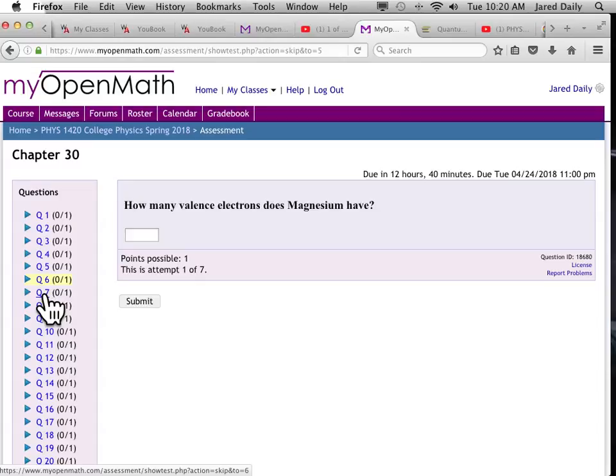So magnesium is right here. You're in n equals 3 because you're in the 3rd row. And then however many electrons you have in that level tells you how many valence electrons you have. So magnesium has 1, 2 in that level because it's the second one in. And so it only has 2 valence electrons.